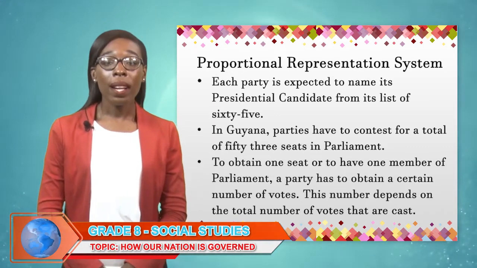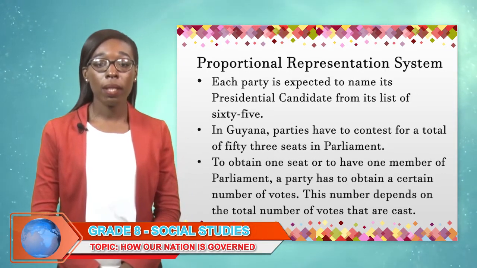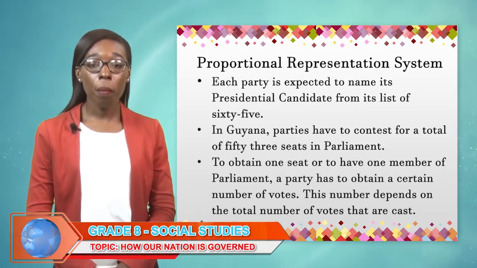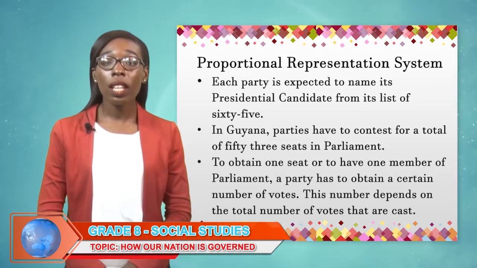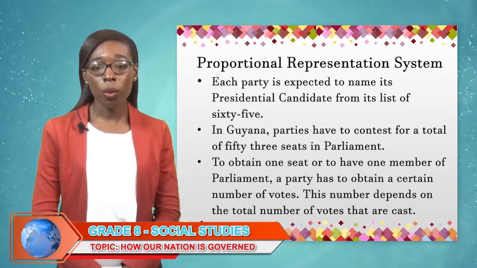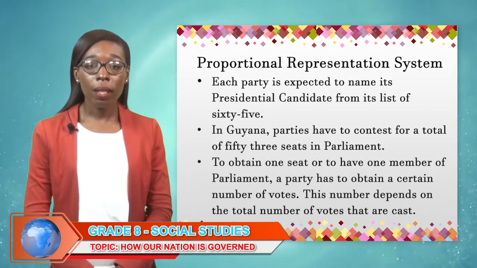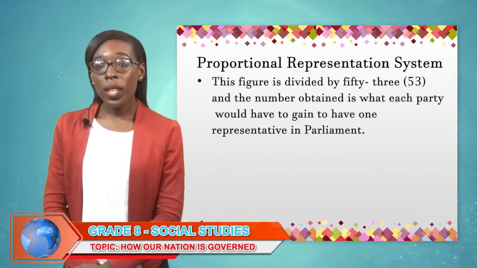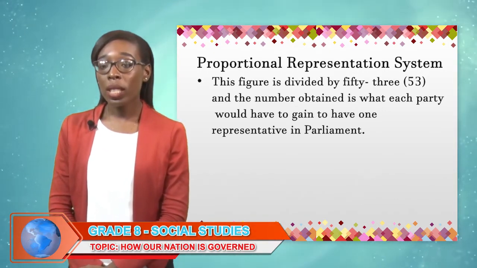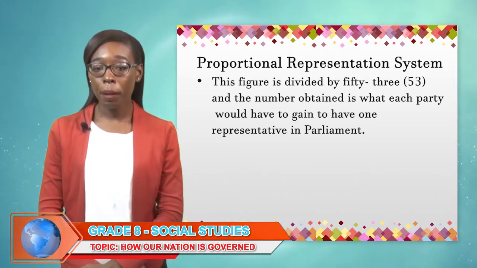In Guyana, parties have to contest for a total of 53 seats in Parliament. To obtain one of those seats, or to have one member of Parliament, a party has to obtain a certain number of votes. And how do we know that? How do we know what number to use? This number depends on the total number of votes cast at that election. This figure is then divided by 53 and the number obtained is what each party would have to gain to have one representative in Parliament.